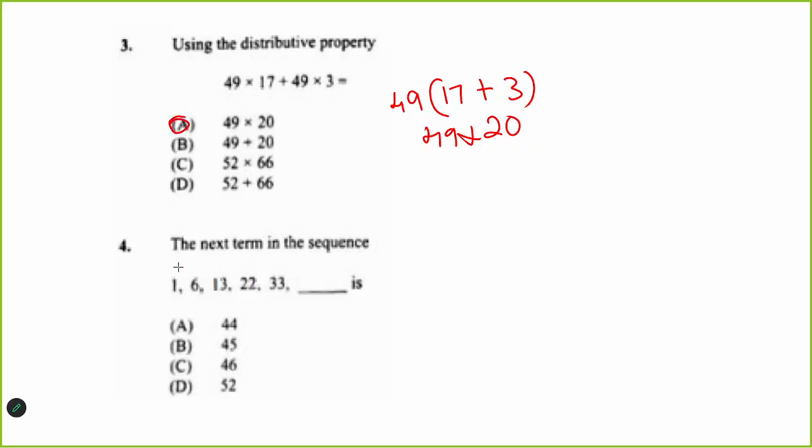This one here, we don't need this pattern. Add 5, add 7, add 9, add 11, add 13. 13 plus 33 is 46, which is C.